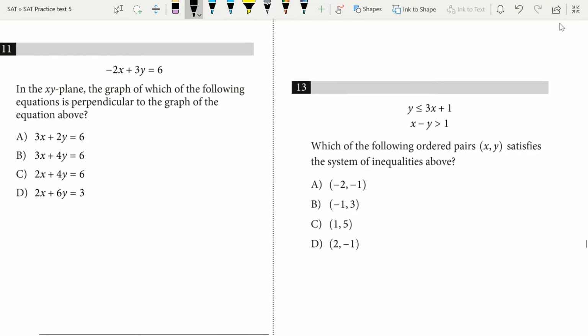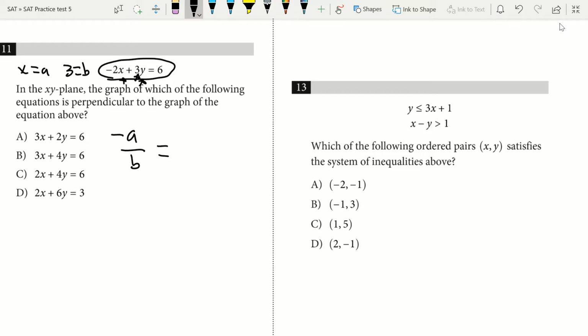Question 11, in the xy plane, the graph of which of the following equations is perpendicular to the graph of the equation above? All right, well, this is in standard form because we have our x and then our y there, right? Now, when we have that in standard form, to find the slope we are going to do negative A over B, where the coefficient of x is our A. So that 2 will be our A, and then our 3 there will be our B, that coefficient of the y.